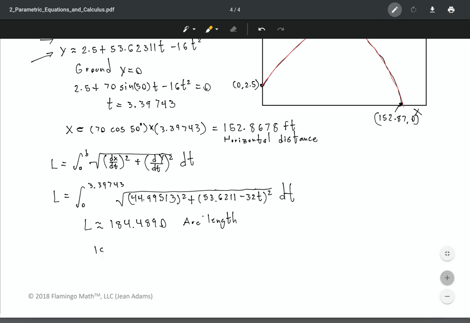So all I would have to do is subtract those two numbers. So I have 184.4890 minus 152.8678. And that's going to be equal to 31.621. All right, so this is 31.61 feet. So the arc length of the baseball is 31.621 feet longer than its horizontal distance.